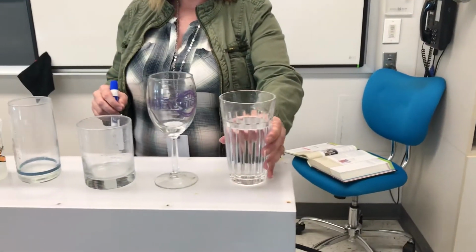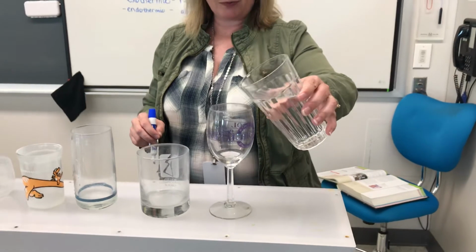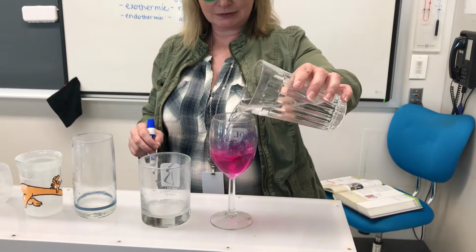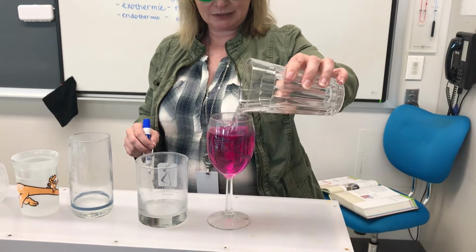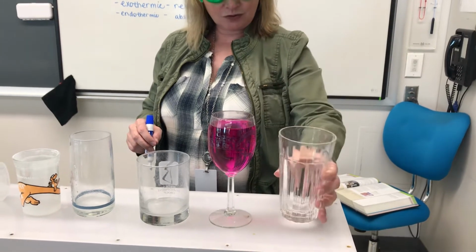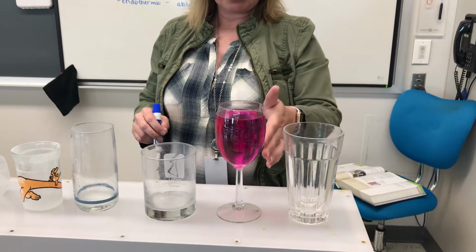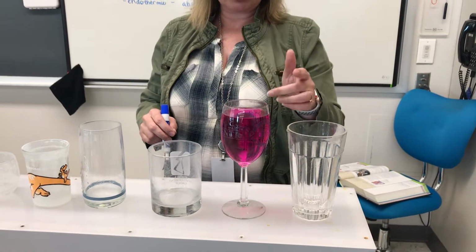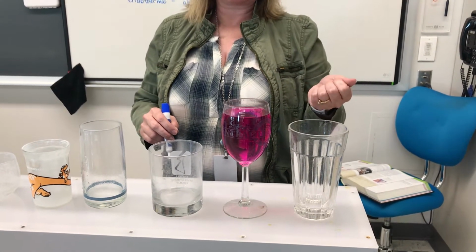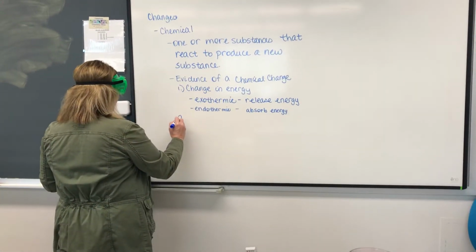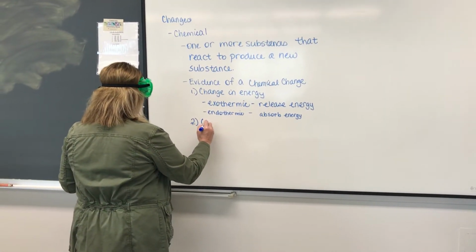So here's my glass 1. I'm going to pour it into glass 2. And so if we looked at glass 1, we had a clear colorless solution, and now in glass 2 we have a clear pink colored solution. So in my list here, number 2, I'm going to put color change as evidence of a chemical change.